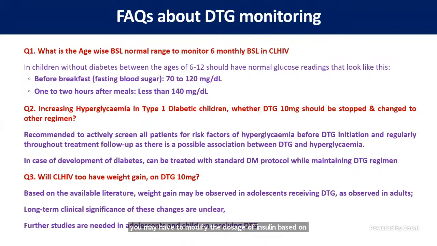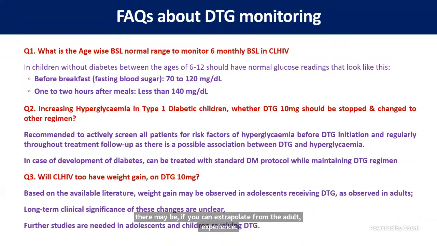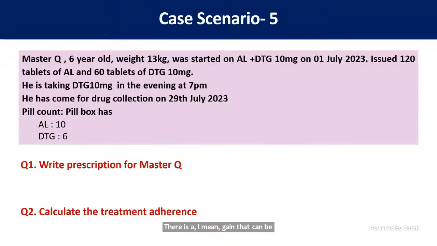So will CLHIV have weight gain on DTG? Based on the available literature, weight gain may be observed in adolescents receiving DTG, just like in adults. The long-term clinical significance of these changes is unclear. Further studies are needed in adolescents and children receiving DTG. Currently, we don't have literature in children, but if you extrapolate from the adult experience, there is a risk of weight gain that can be addressed appropriately.